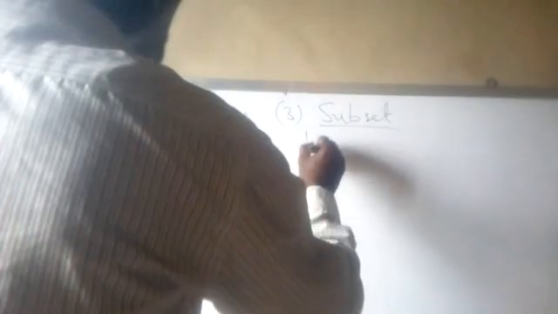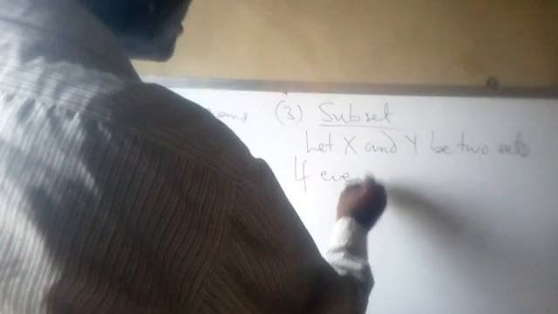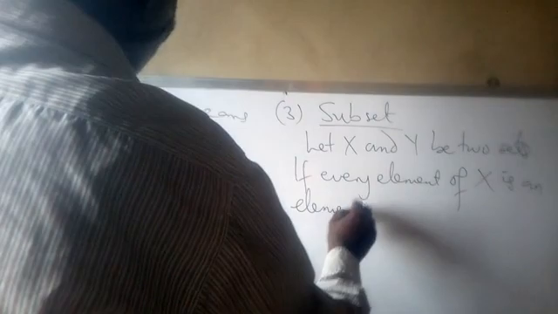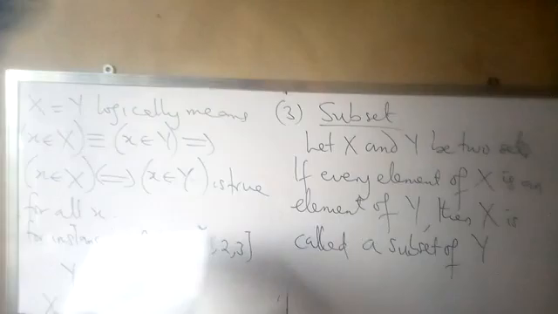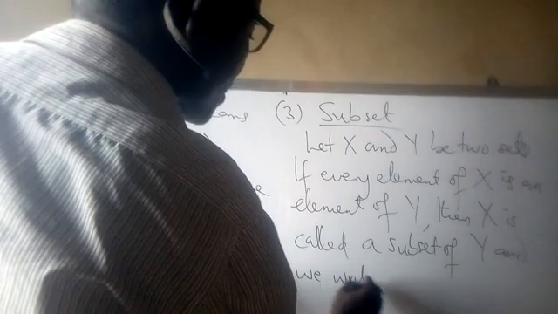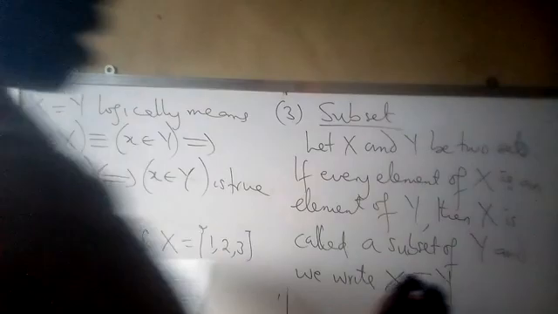Having said that, now let's look at another terminology. That third one is called subset. What do you mean by subset? Let X and Y be two sets. Suppose X and Y are two sets. If every element of X is an element of Y, that is, if every element of X is an element of Y, then X is called a subset of Y. And we write X to be a subset of Y, or you can write it like this: Y is a superset of X.